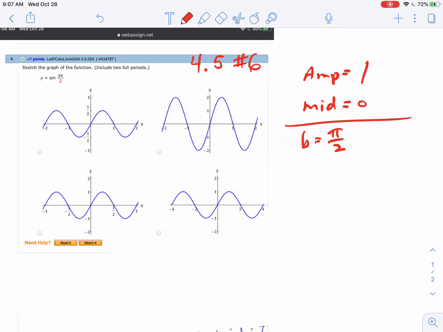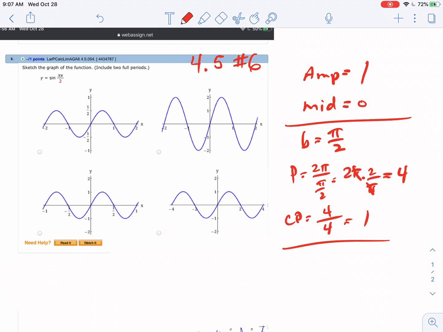And so the period of the function would be 2 pi divided by pi over 2, which is 2 pi times, then you flip it, and the pi's would go away, and you have 4. And then your critical points are the period 4 divided by 4 equal parts. And so you're going to space this every 1.